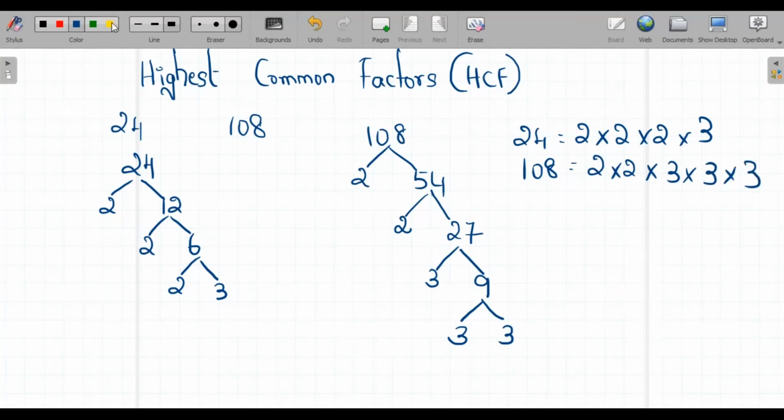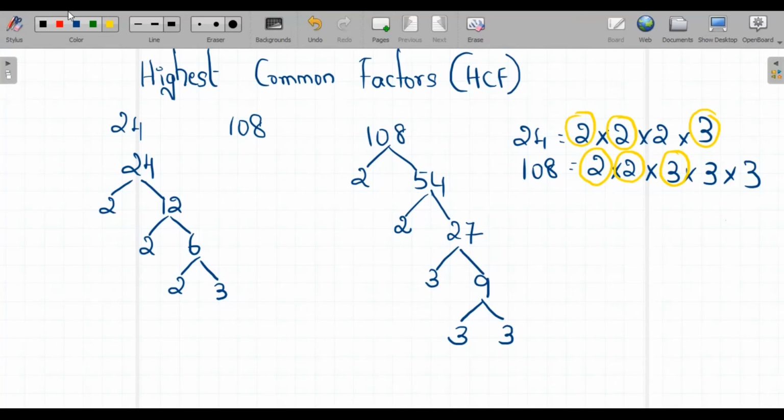Now, let us count how many of them are matching. So, I am going to circle that 1, 2 here, 1, 2 here. There is a 2 here, but there are no more 2s on the other side. So, I will skip this. I will go 1, 3 here, 1, 3 here. Okay. So, now I have figured out all the numbers that are common to both.